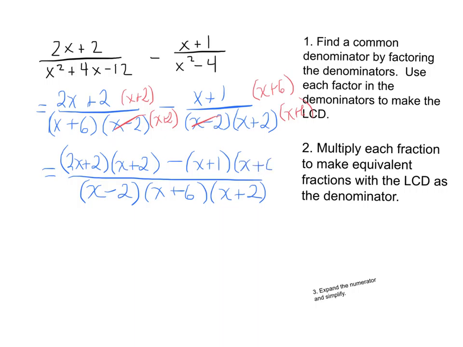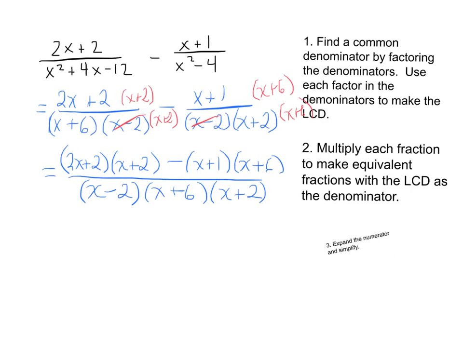X plus 6, because I already have the x minus 2 and the x plus 2, so it's just that that's missing, so that's what I multiply by. And I like to write it all out in the numerator like that before I do any expanding. Just keeps me from making mistakes. So the numerator that we had multiplied by that factor, and the numerator that we had there multiplied by that factor. Then I need to expand that whole numerator and simplify.